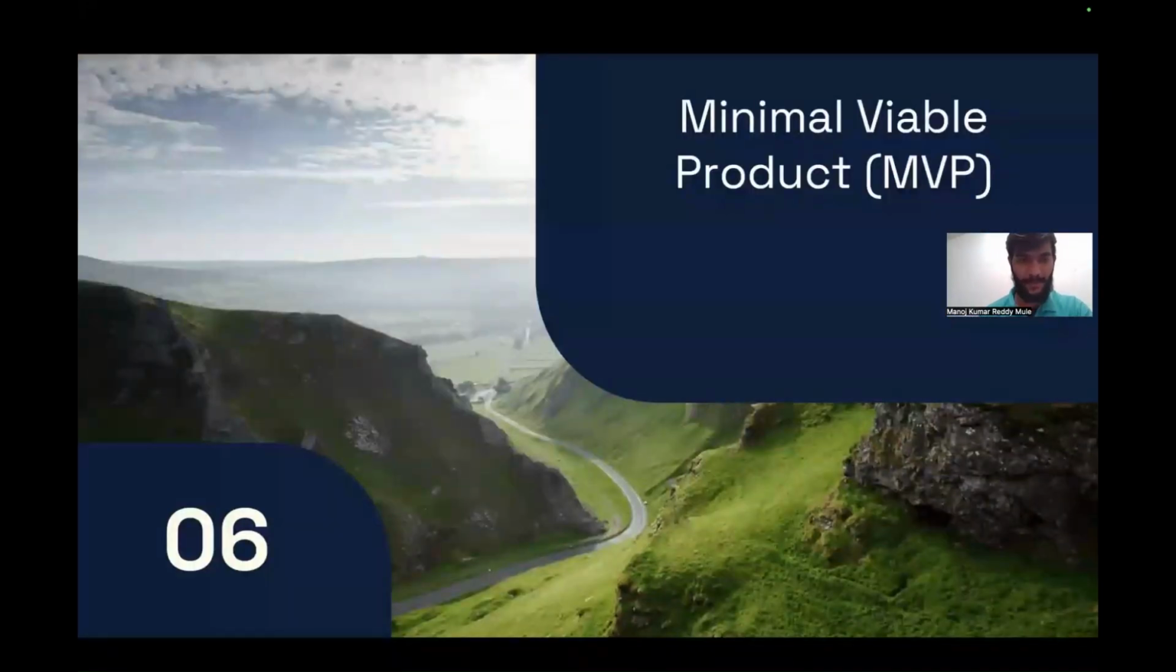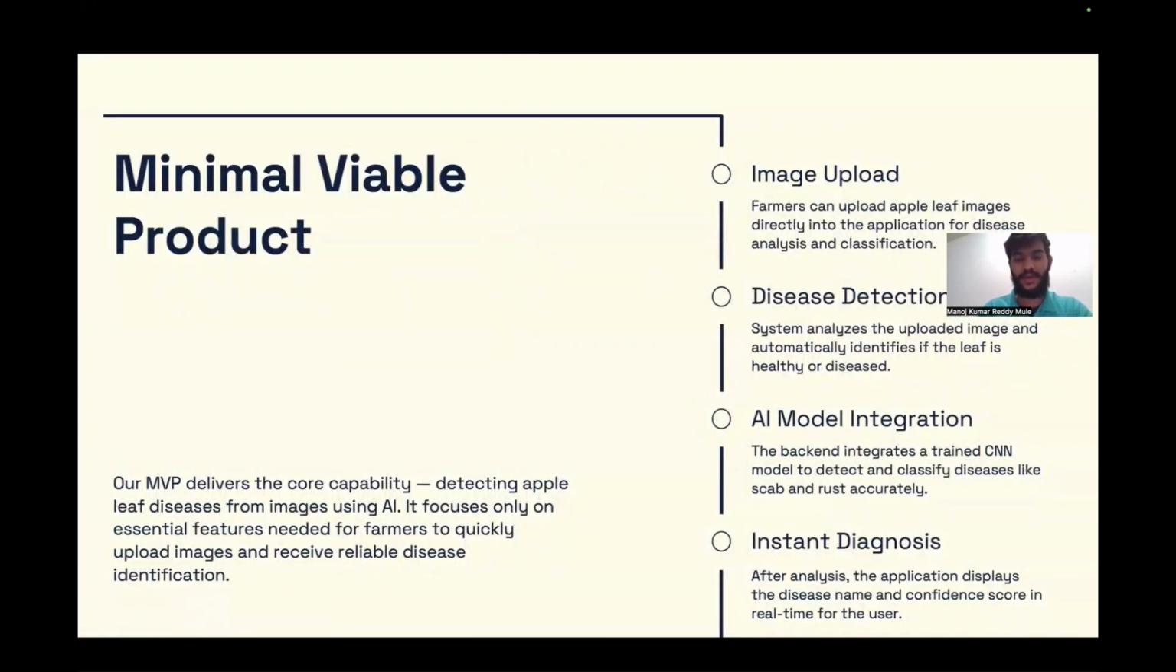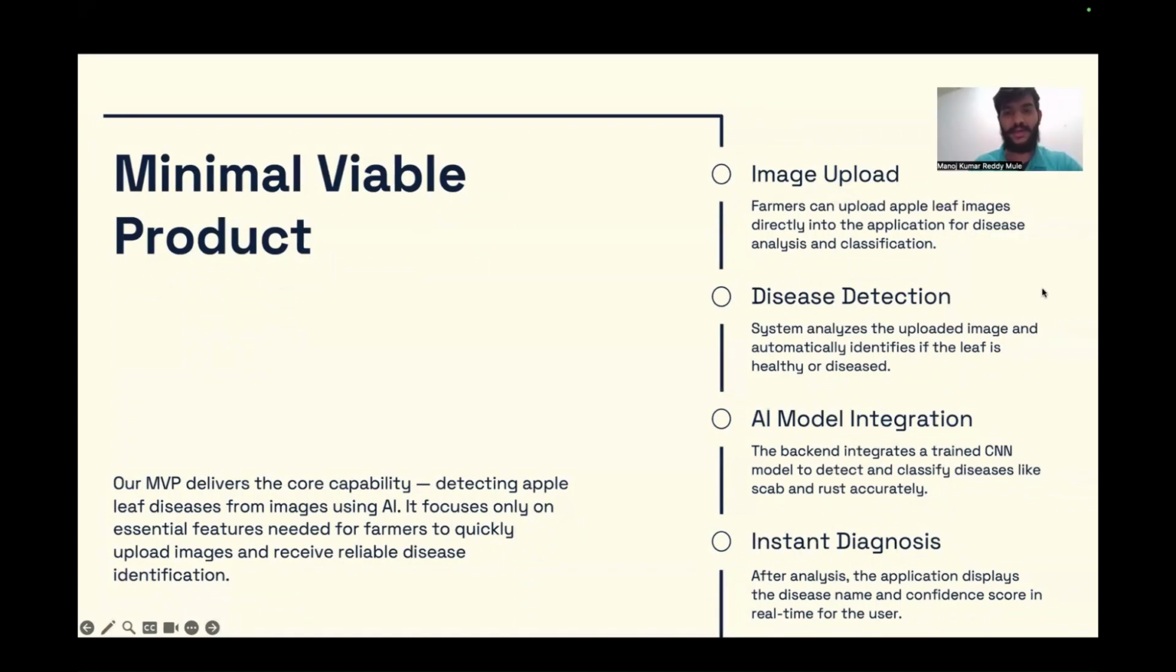Next slide, please. The minimum viable product is that we are going to give a dataset, a set of images, in which we have all the disease descriptions. It's AI focused. So when we give an image to the application, it reads the image criteria based on color, size, and various categories. After that, the disease is detected.